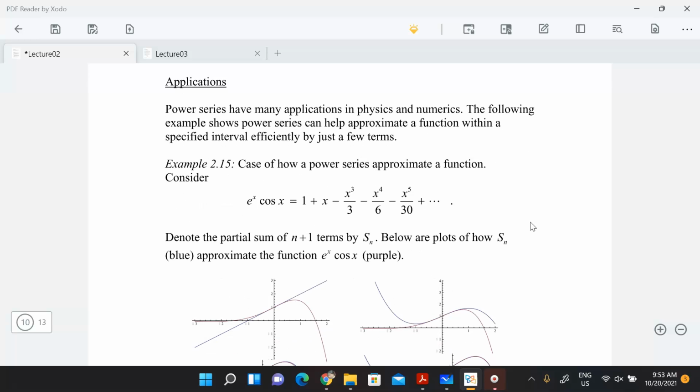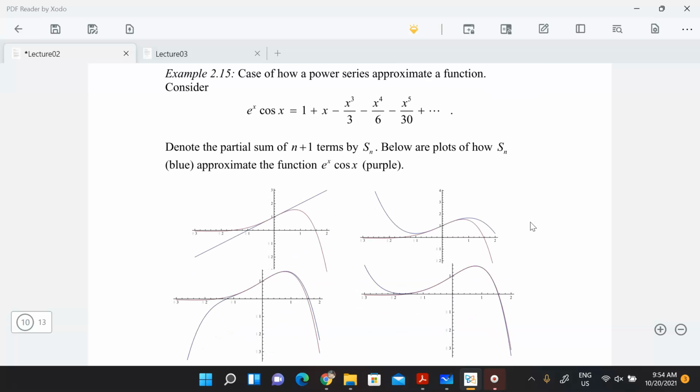Applications. Okay, here are some interesting applications. How much time do I have? I have about 6 minutes left. Sometimes when you do calculations using computers, if you do the whole function, it will probably take a lot of time. So sometimes what you do is look at only the lower orders of the expansion of those functions.